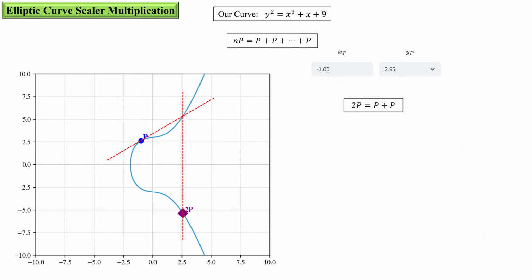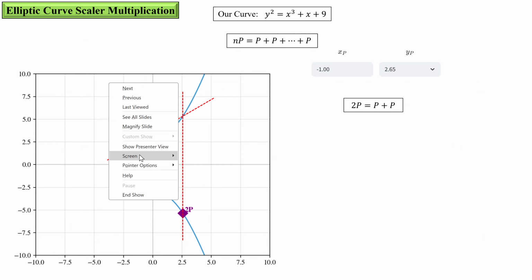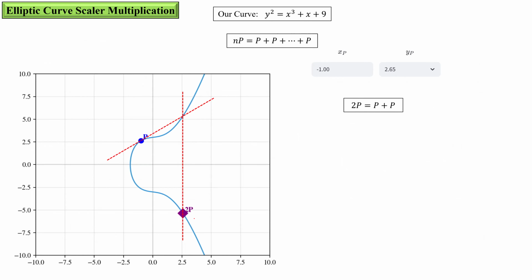So to compute P plus P, from the previous discussion, we need to draw a line that is tangent to the elliptic curve, find the intersection, reflect the intersection point over the x-axis, and then find the final result for the addition. Based on that method, we can find the point 2P, which is P plus P, here at this location.